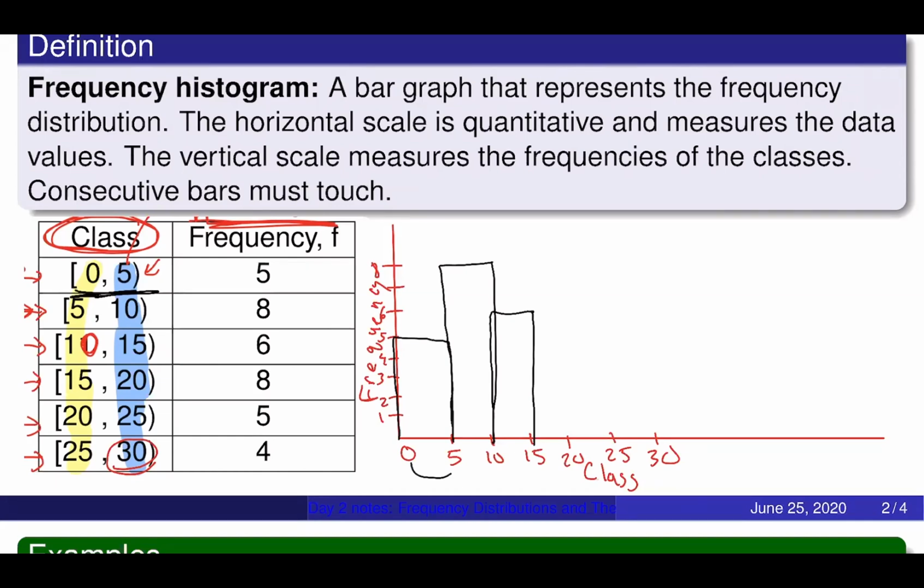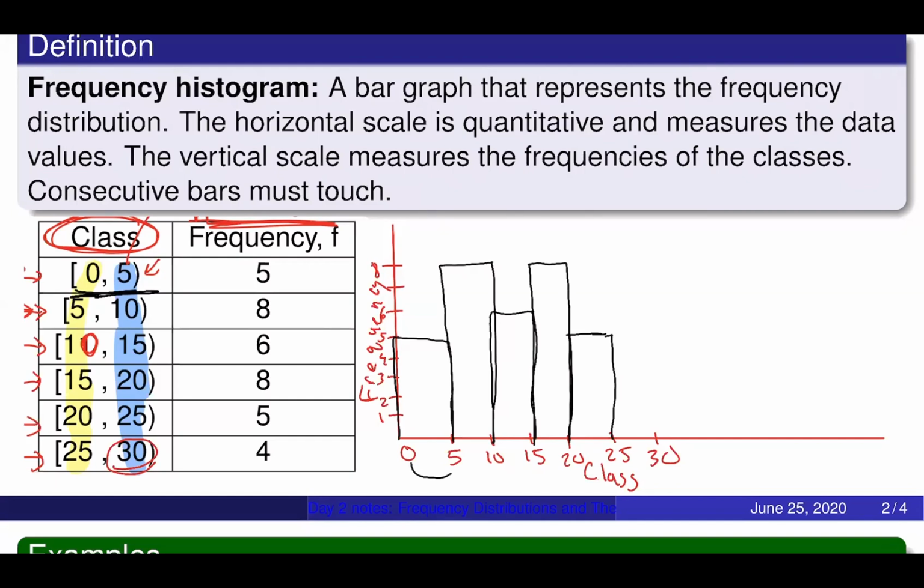If you look at our next bar, it is 15 to 20. From 15 to 20, we go up to 8. So we start off at 15, we go all the way up to 8, we move it over, and then we come right back down to 20. Next, we have 20 to 25. 20 to 25 is a frequency of 5. So you go up to 5, you move it over, and you come back down to 25.